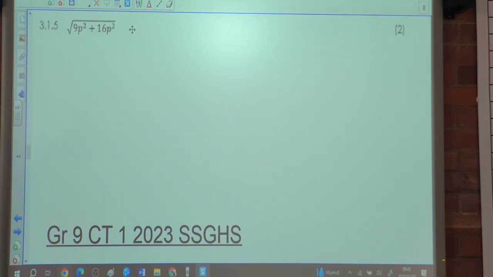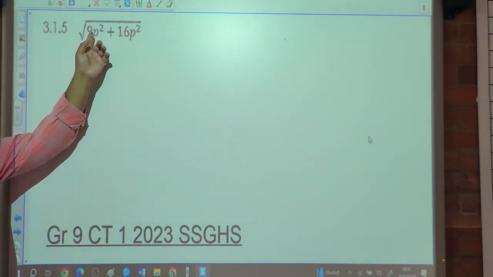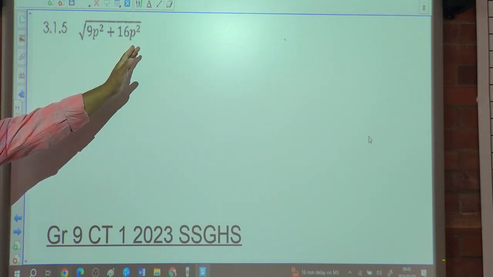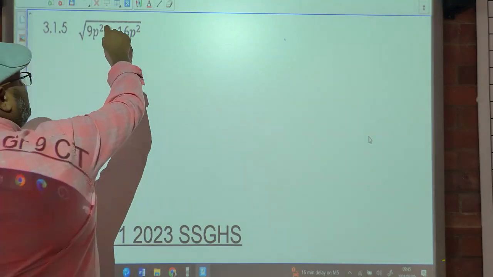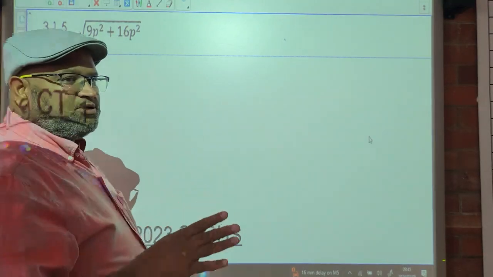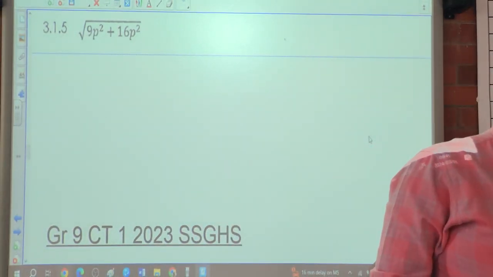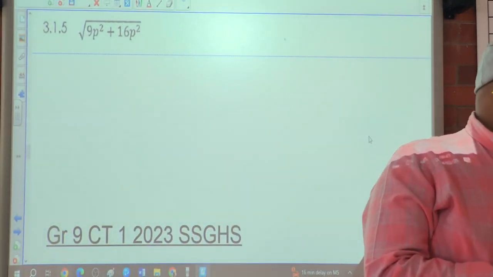Given in 3.1.5, could I take the square root of each piece? Can I say the square root of 9p squared is 3p, plus 4p? Can I do that? No. Why not? Because there is a plus. Whenever there is a plus or minus between terms, we can't take the individual roots there. Okay, we must make it one term.